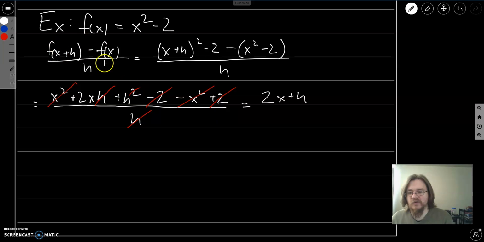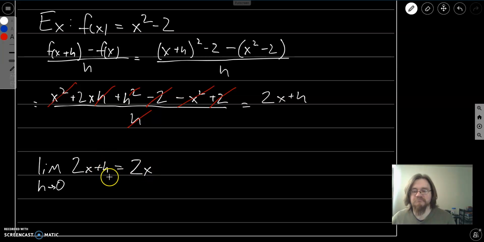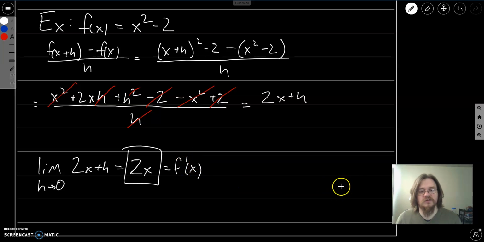So this is what I want to take the limit as h goes to 0 of: 2x plus h. And here, when I look at this, h is approaching 0. x isn't changing at all, so 2x isn't changing. So 2x is just going to stay 2x. h is approaching 0, so this gets to go away. So our limit is just going to be 2x, and this is what our derivative is going to be.